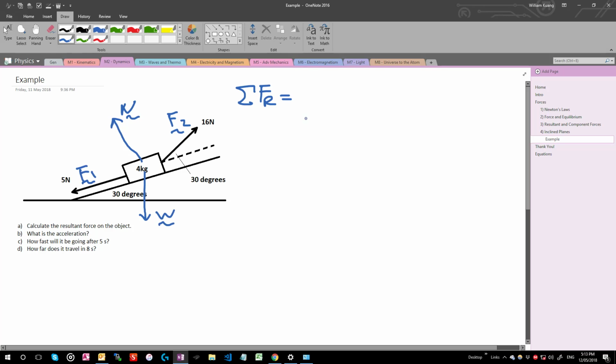Realistically, what this question is asking you to do is find F1 plus F2 plus W plus N. It's easy to forget about the N force, the normal force, because you might not be used to seeing it, but the normal force is present whenever something sits on, say, the ground, or in this example, a plane. So it always acts perpendicular to the plane. Now, how might we approach this question?